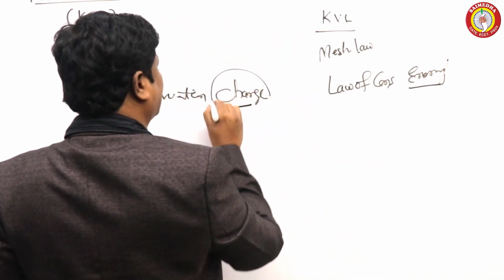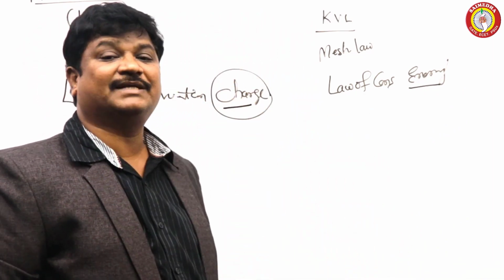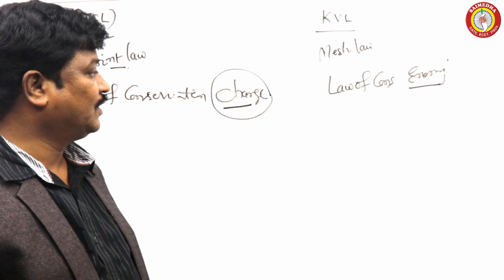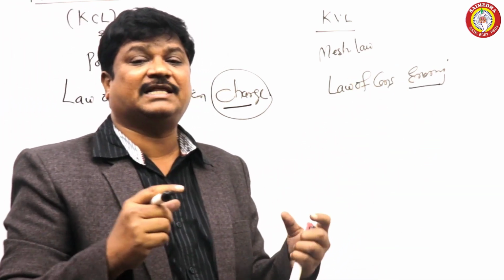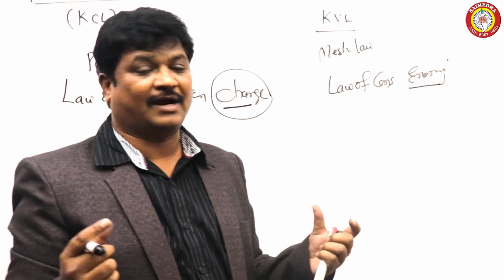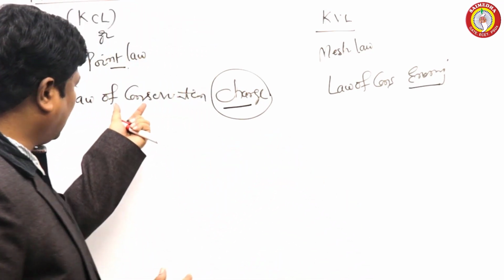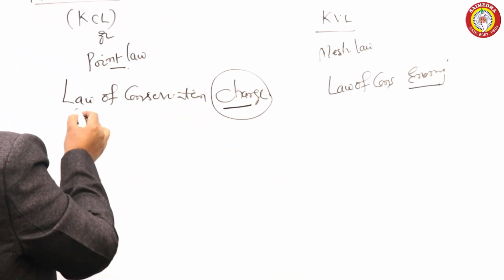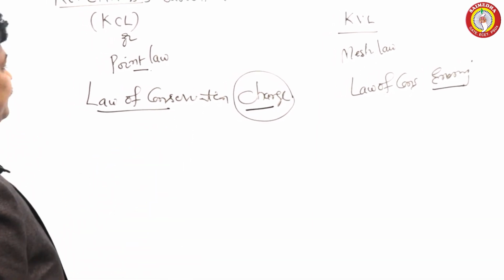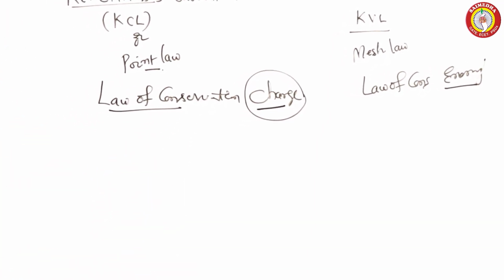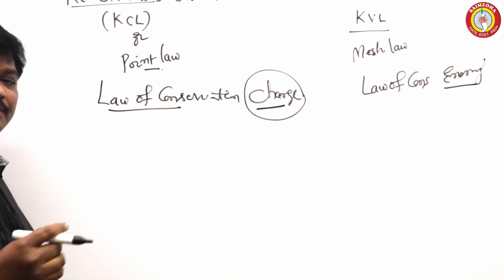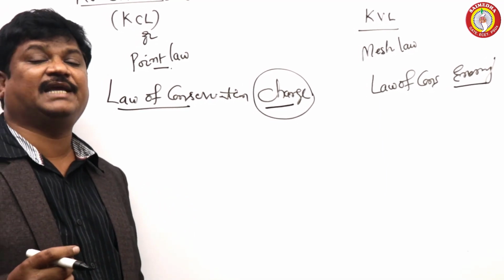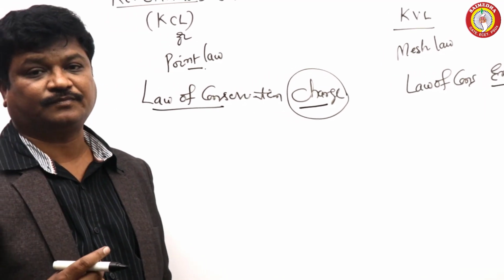What is the law of conservation of charge? Charge cannot be stored at a point. What is the law of conservation of energy? Energy can neither be created nor destroyed. Kirchhoff's current law is based on the law of conservation of charge. What does Kirchhoff's current law tell? The algebraic sum of the currents meeting at a junction is equal to 0.